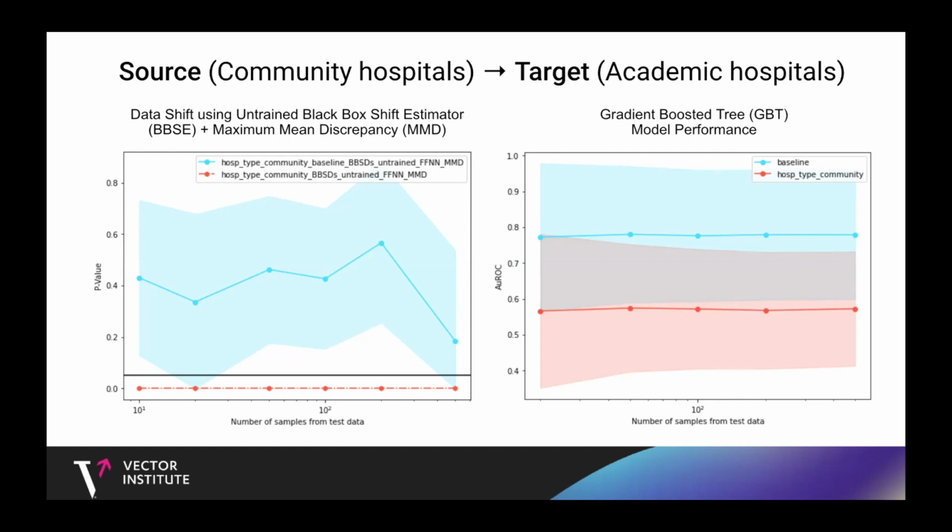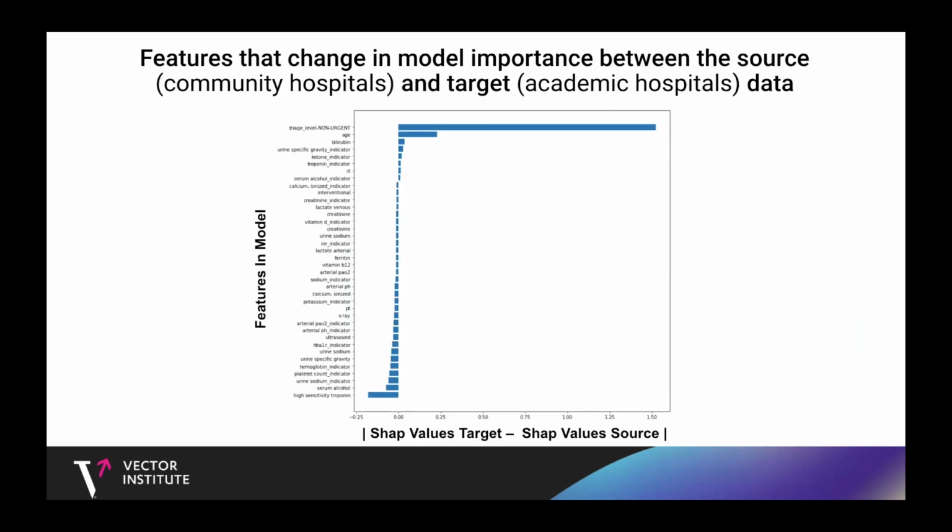And we're seeing that even at really low sample sizes, drift is detected in the out-of-distribution data, while the in-distribution data never goes below the p-value threshold. And then when we look at performance on the right-hand side, we can see that there is a difference in performance from low to high sample sizes between the baseline and the actual out-of-distribution data.